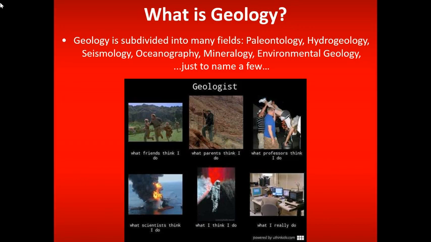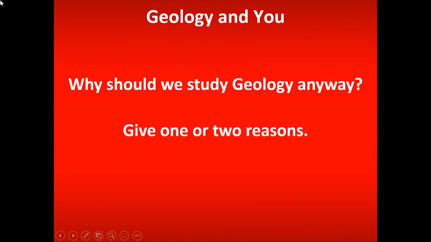I like this picture on the bottom here, which explains how geology can mean different things to different people. So you can enjoy some of the references you might see as a geologist.